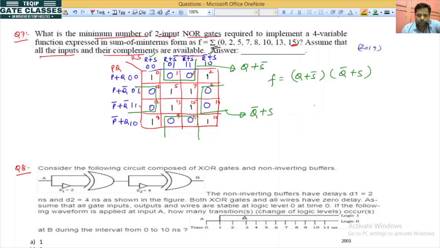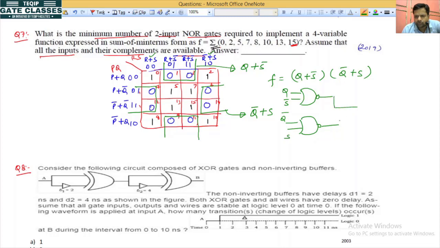Okay. Now we have to implement it with which gate? NOR gate. So I am going to implement it. I have connected a NOR gate. We have Q here, S bar here, because the complemented variable is also available. Now the second term will be Q bar, and this one is S.